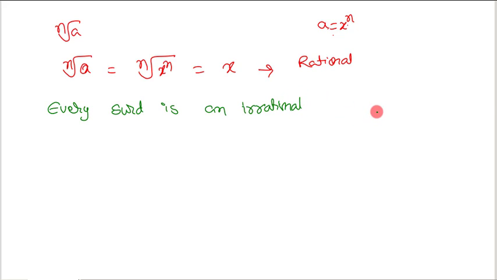But the converse need not be true. That means every surd is irrational, but every irrational need not be a surd. Let us see an example for that.